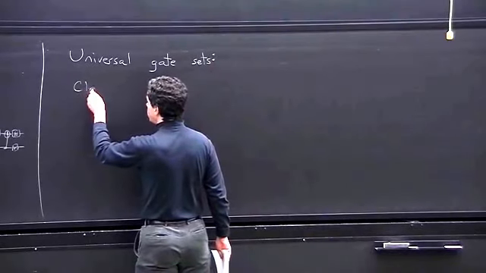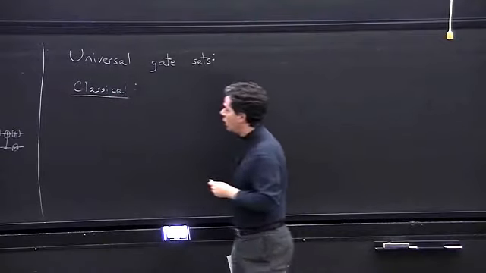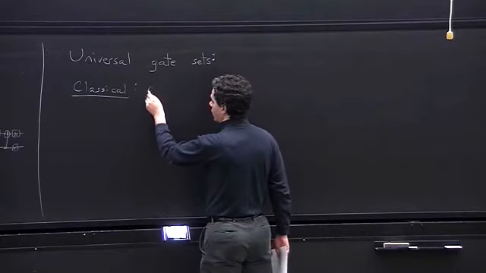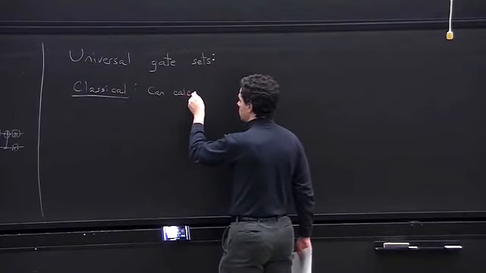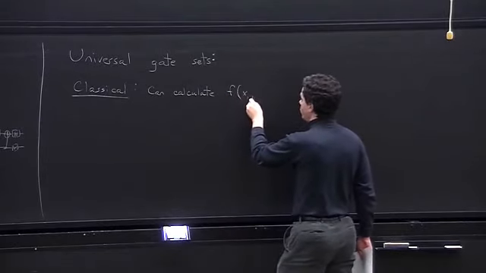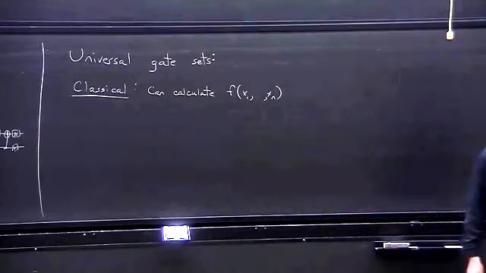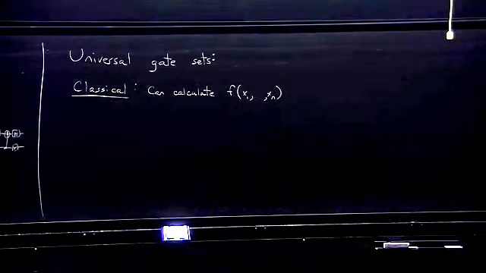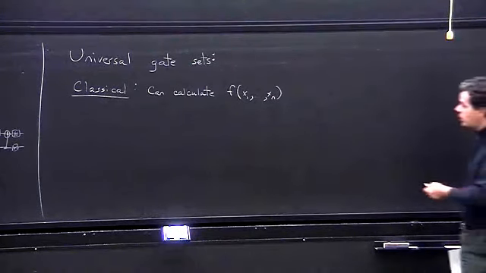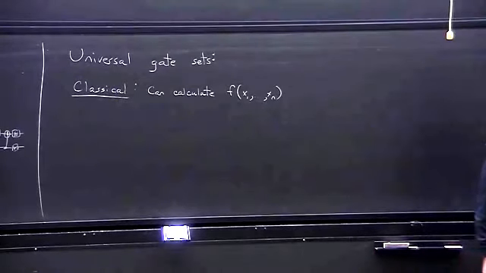For universal classical gate sets, what do we want to do? Well, an arbitrary function is what we can calculate. So we have some inputs x1 through xn, and we calculate f of x1 through xn, right? And so in the irreversible case, we don't need to keep the inputs. In the reversible case, we might need to keep the inputs, but we can always make it reversible by having the output x1 through xn and then f of x1 through xn, right? As you should remember from yesterday.